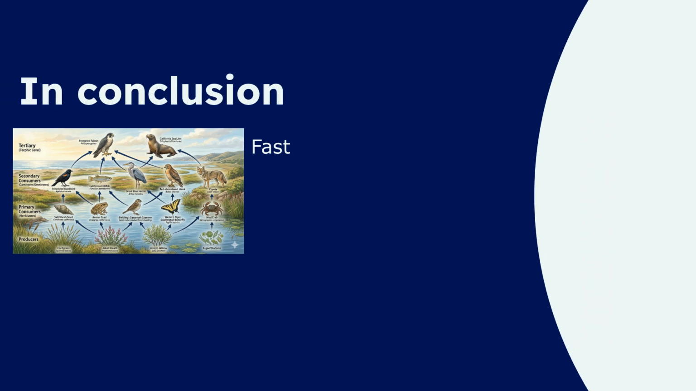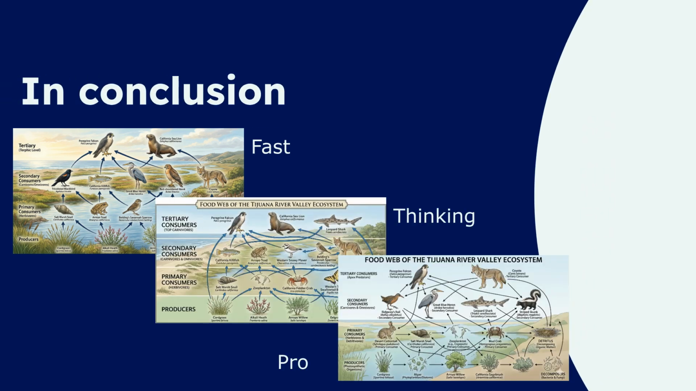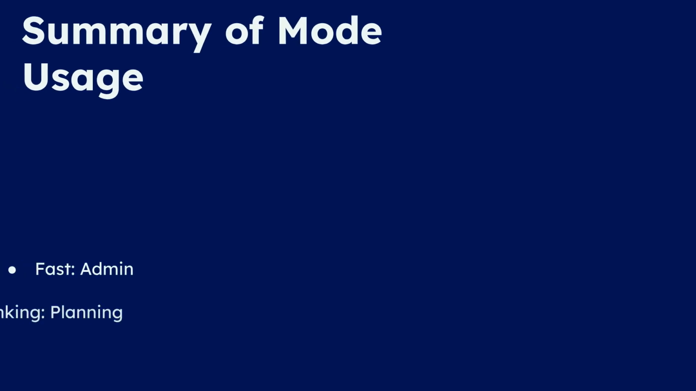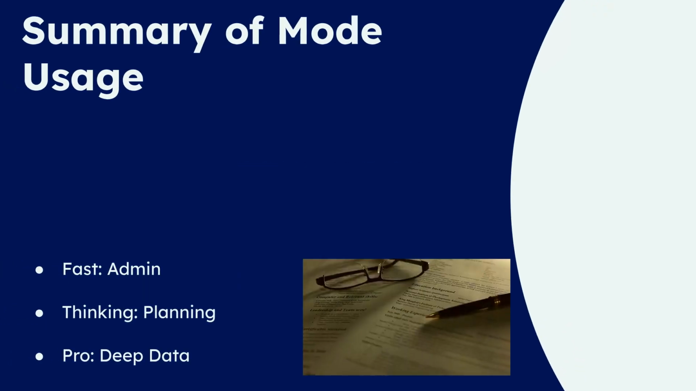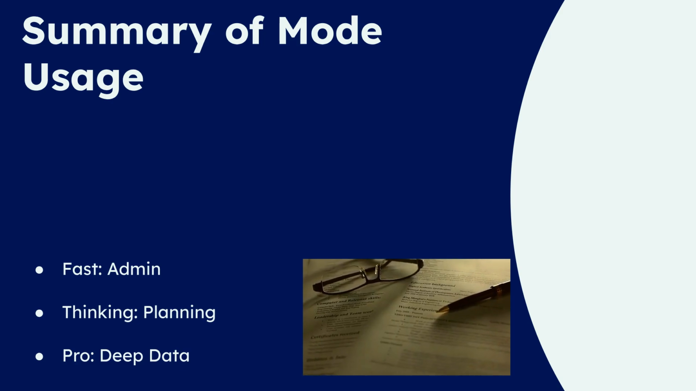Let's recap the main takeaways to help you decide which Gemini mode to use. Use fast for admin tasks, thinking for logic-heavy planning and diagrams, and Pro for deep data and high-end polish.